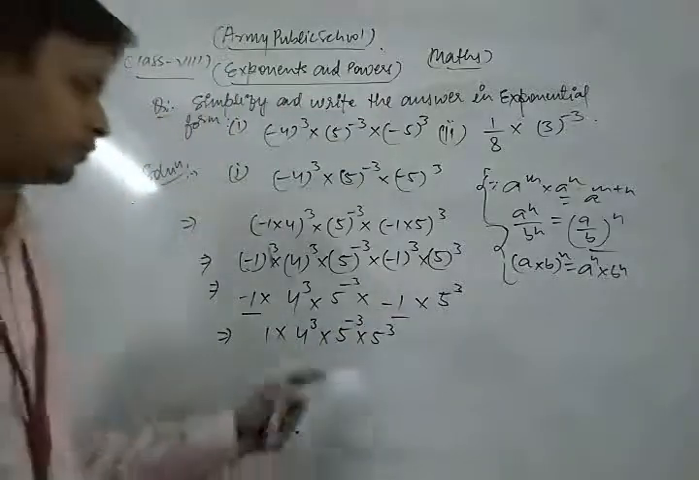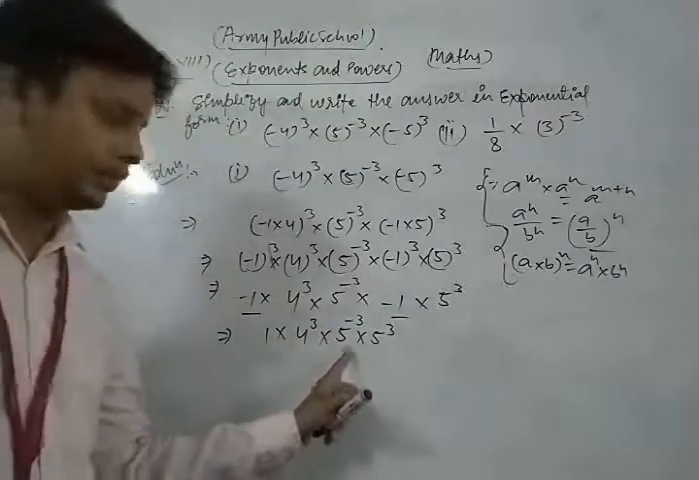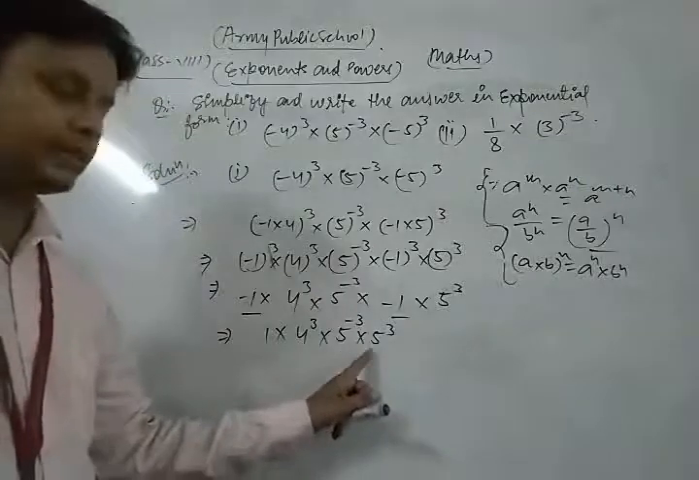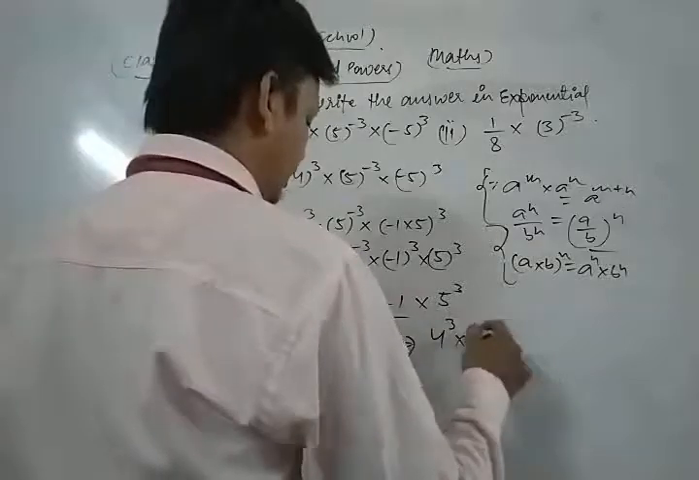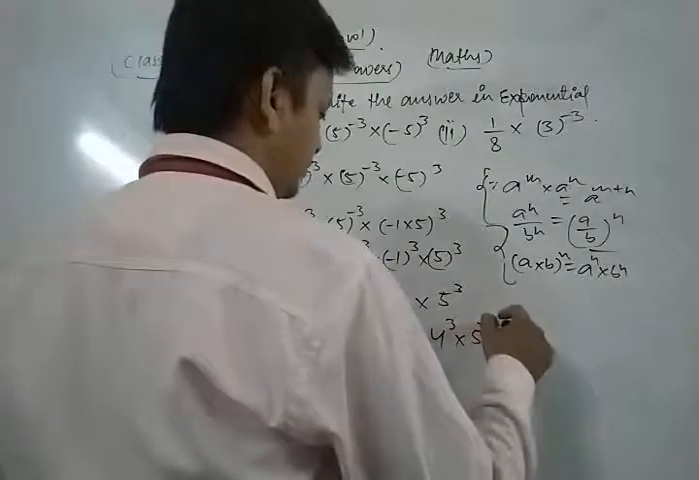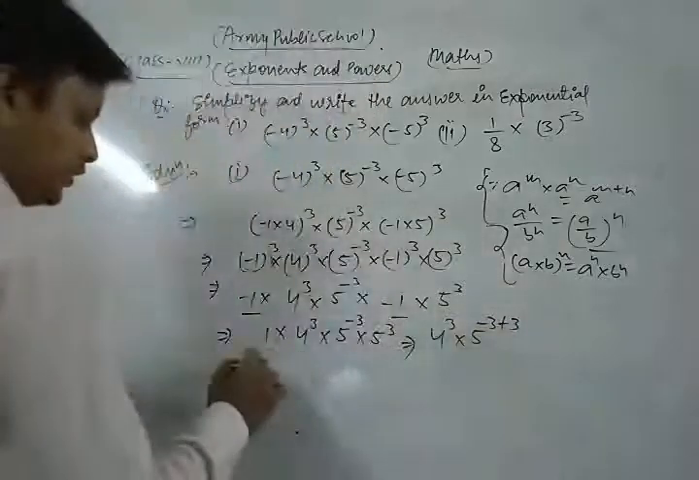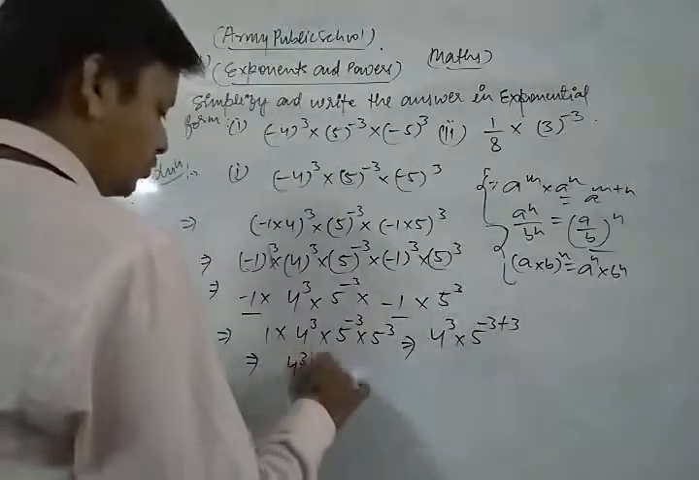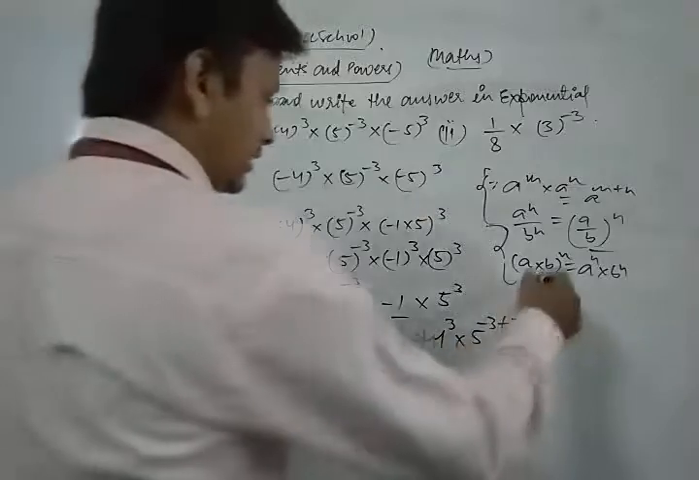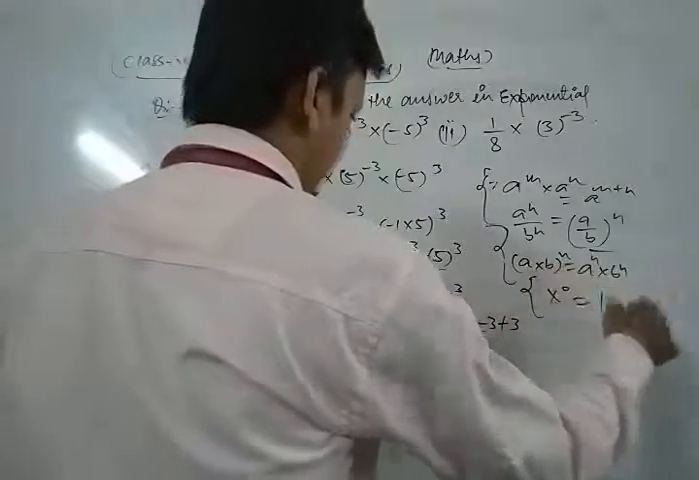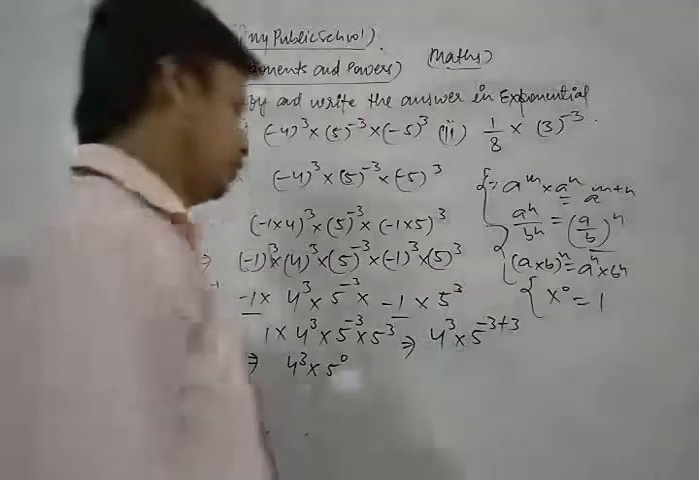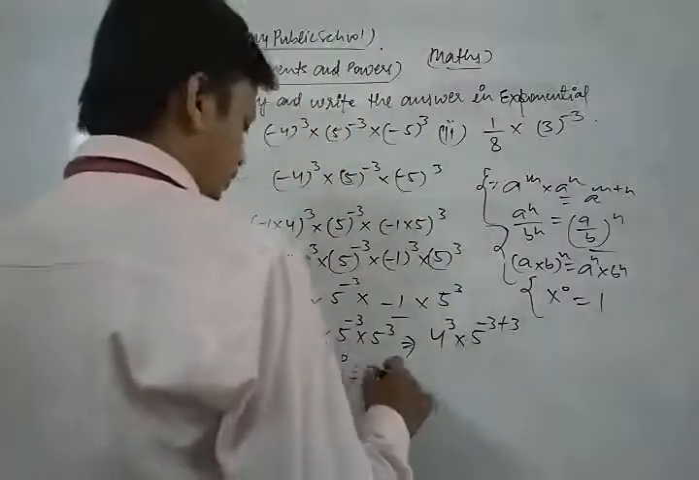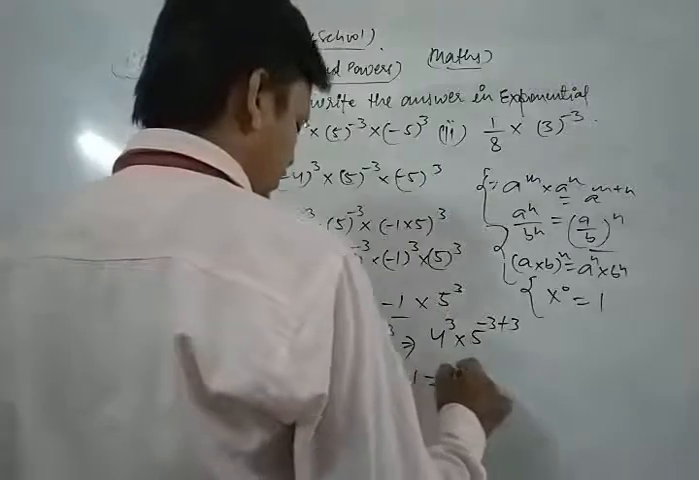Now what do I do? We simplify these terms, because the bases are the same, so the powers are to be added. So we have 4 power 3 into 5 power minus 3 plus 3. So we get 4 power 3 into 5 power 0, and I just discussed that if any number has power 0, then its value is one, whether it is a constant or a variable. So now this is 4 power 3 into 1, that is 4 power 3.